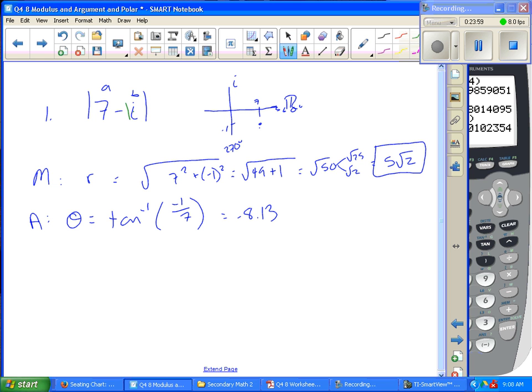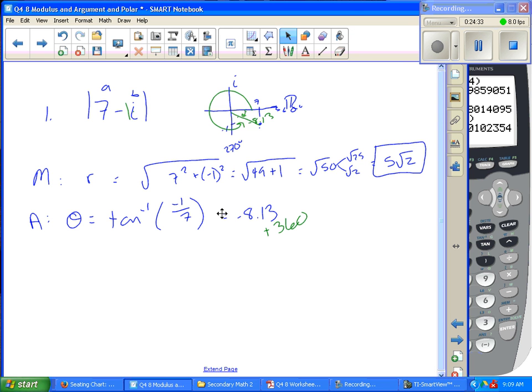Negative 8.13 is not between 270 and 360. What that negative 8.13 is, the calculator gave me the angle from the x-axis this direction. It went clockwise and told me that angle is negative 8.13. But I want the angle that starts on the x-axis and goes counterclockwise. So what am I going to do to get that angle? Plus 360. Yeah, because it's already negative, so if I add 360 to it, I'll get the rest.